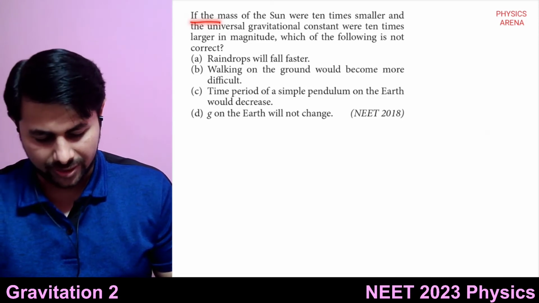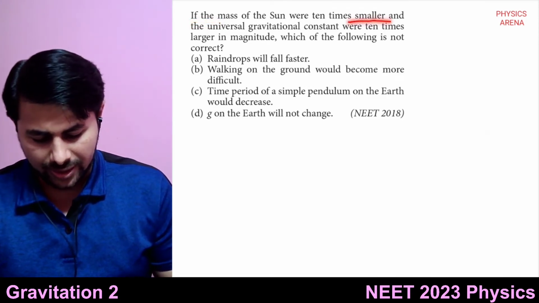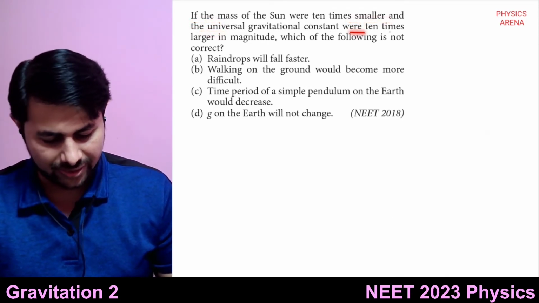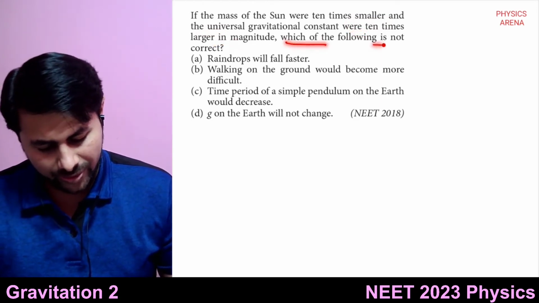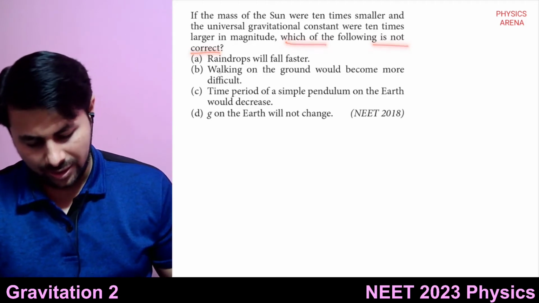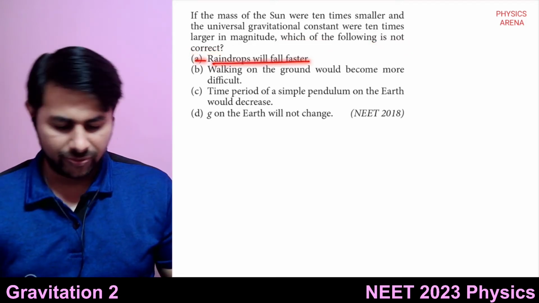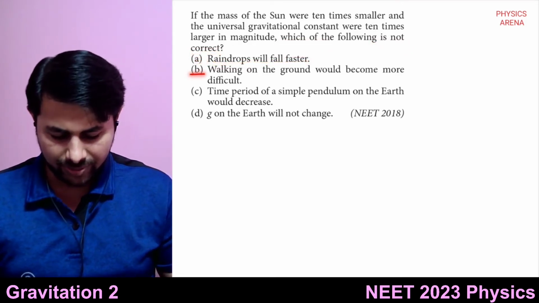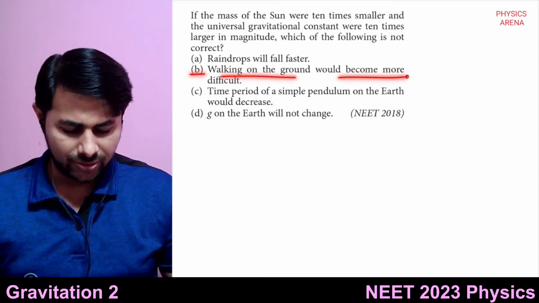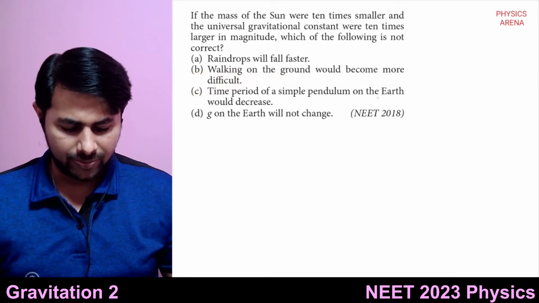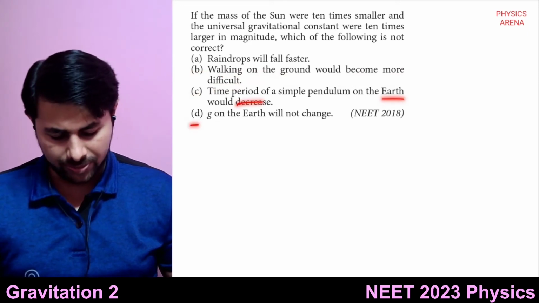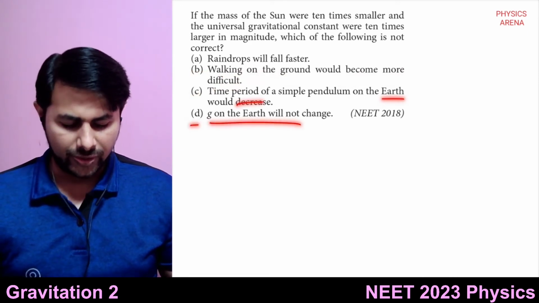If the mass of Sun were 10 times smaller and the universal gravitational constant were 10 times larger in magnitude, which of the following is not correct? Option A, raindrops will fall faster. Option B, walking on ground would become more difficult. Option C, time period of simple pendulum on Earth would decrease. And option D, g on Earth will not change.